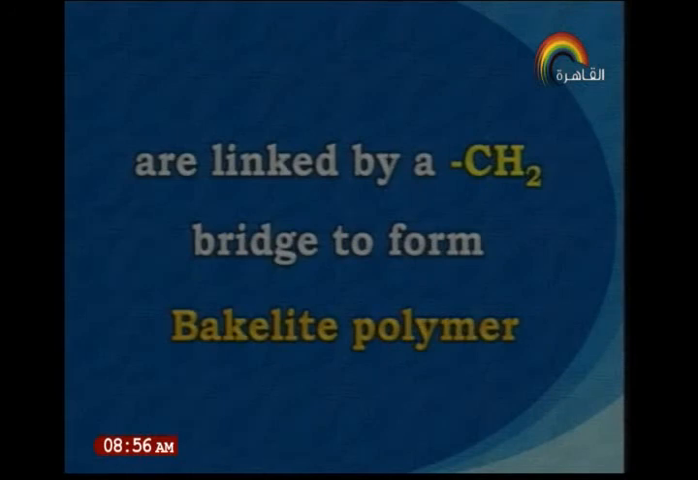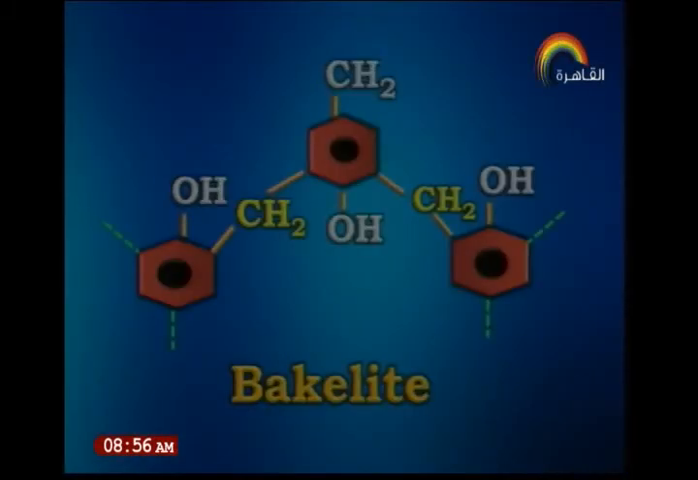By what? By CH2, it's our group, you remember? Which is bonded by carbon, bridging to form Bakelite. This is a Bakelite polymer. Now, this polymer helps you to study this shape: 1, 2, 3 benzene rings, joined by CH2. Which is important? OH for H1. You have Bakelite, it's a good one.